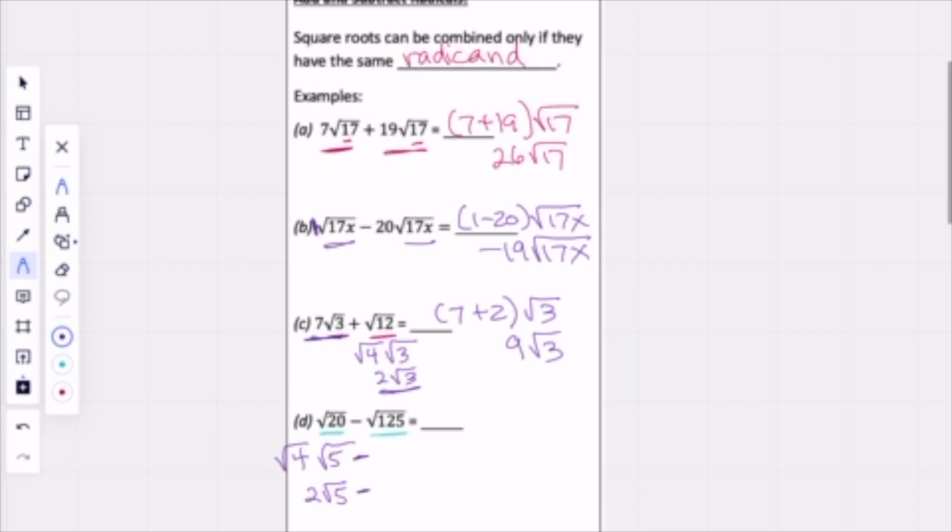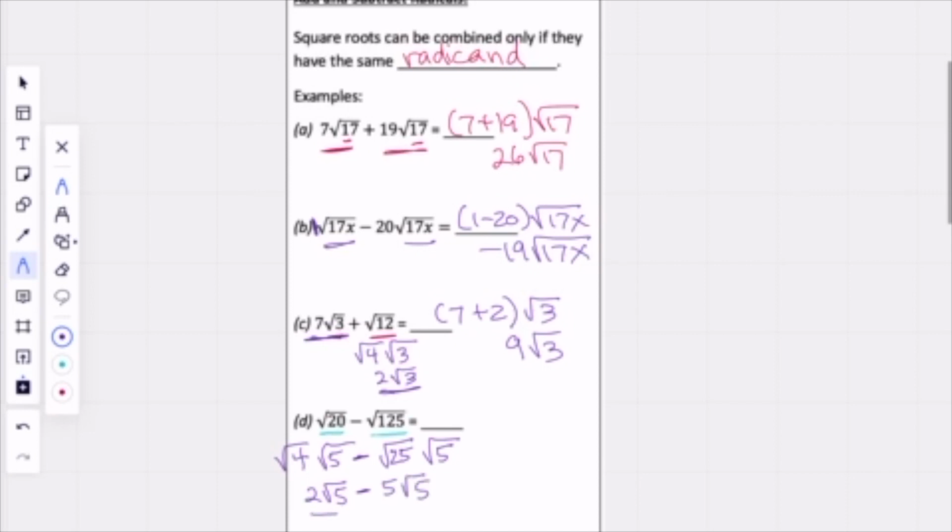Then let's look at the square root of 125. What is a perfect square factor of 125? Hopefully you are able to come up with 25 times 5. And so this is going to end up being equal to 5 square root of 5.